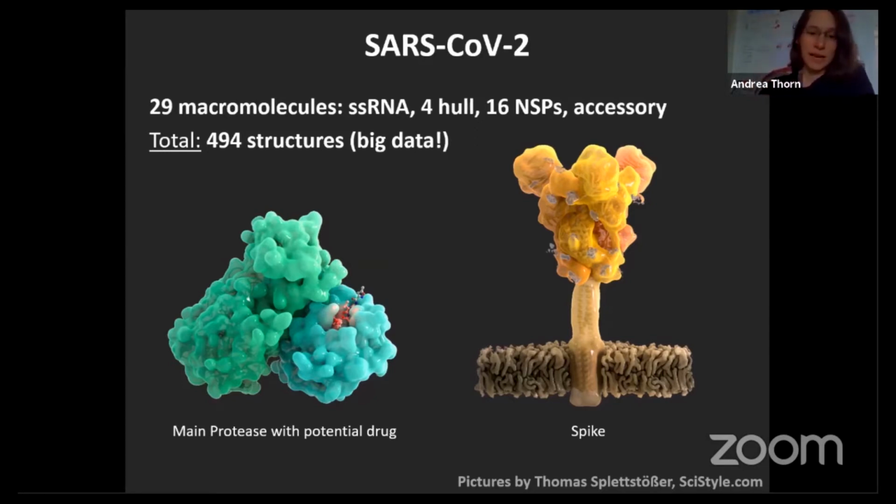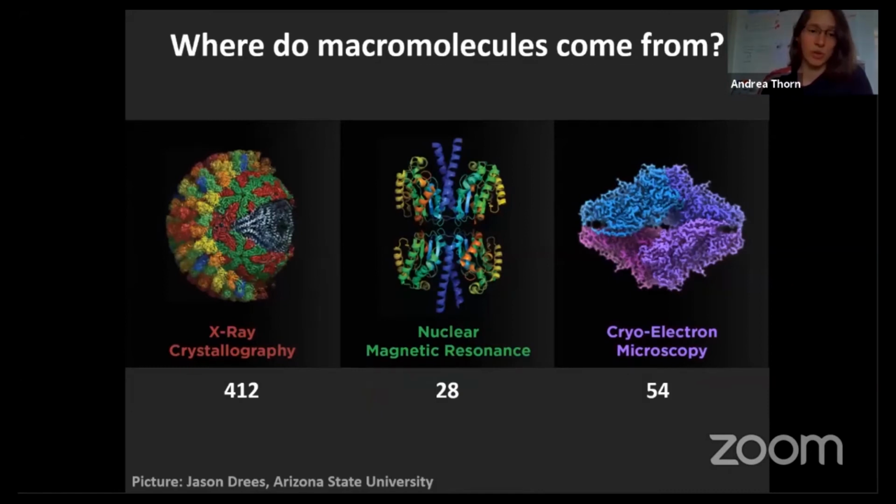Here you can see a depiction of the main protease. You can also see a potential drug bound to this molecule, which would inhibit its function. Here is another picture of the spike. So in order to, as Frank just lined out, rationally design drugs, we need to know these structures. And that is what we as structural biologists usually do. We use 3 different methods: X-ray crystallography, nuclear magnetic resonance, and cryo-electron microscopy to elucidate molecular structures.